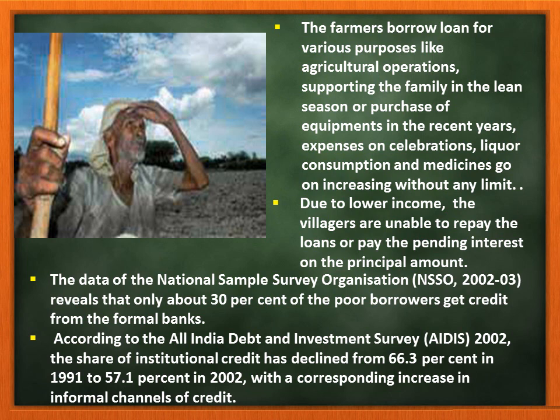According to the All India Debt and Investment Survey 2002, the share of institutional credit has declined from 66.3% in 1991 to 57.1% in 2002, with a corresponding increase in the informal channels of credit. So from 66% of credit sanctioned, it has declined to 57.1% in 2002. It shows that the village people are not getting loans from the bank. They are neglecting the bank and getting it from the local money lenders.